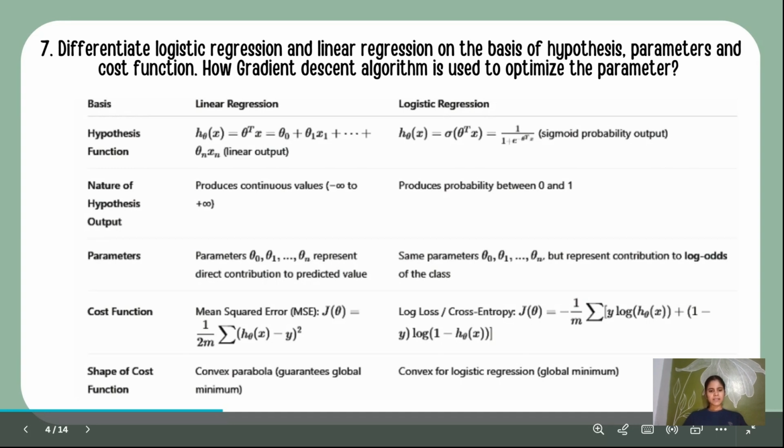Linear regression parameters represent direct contribution to predicted value, while logistic regression parameters represent contribution to log odds of the class. Cost function of linear regression is mean square error, MSE. Logistic regression cost function is log loss, or cross entropy. Shape of the cost function of linear regression is a convex parabola. Shape of the cost function of logistic regression is also convex.